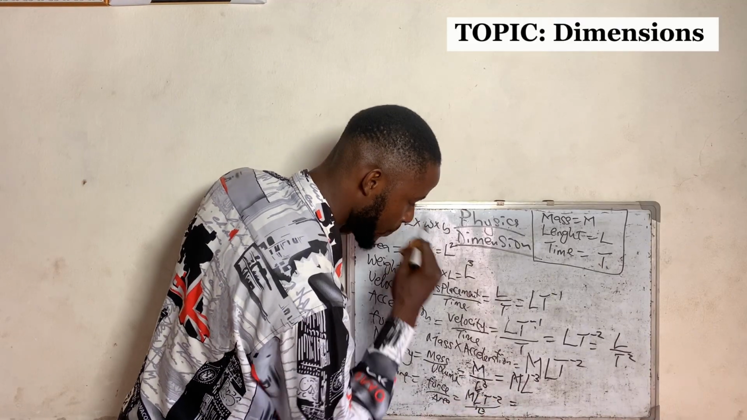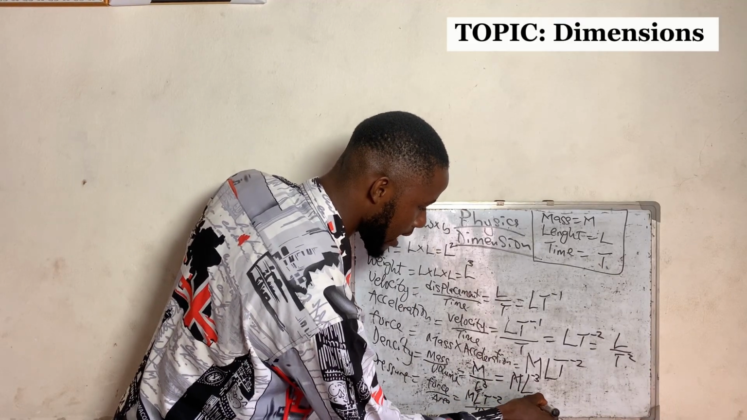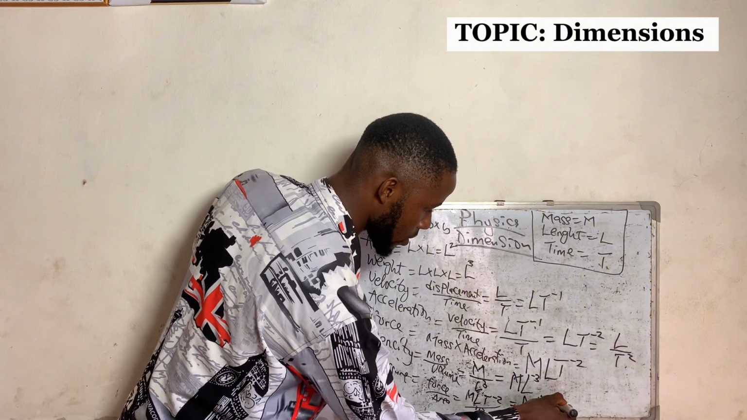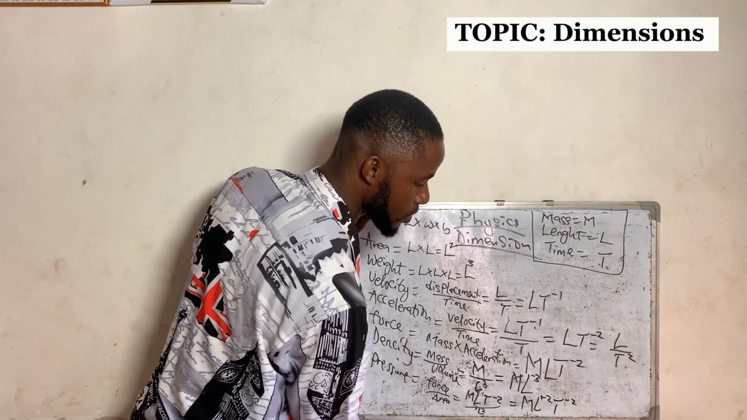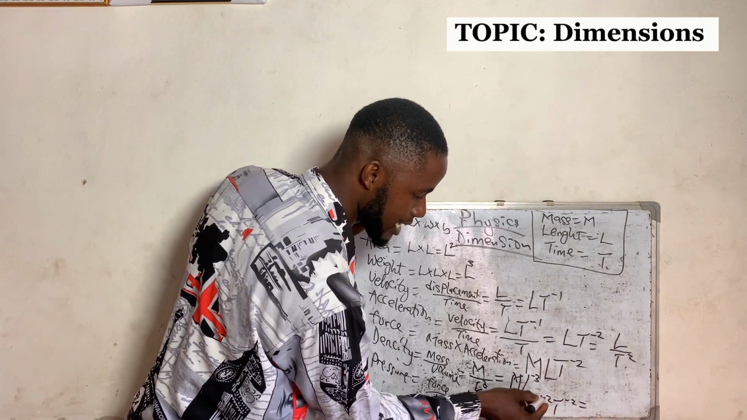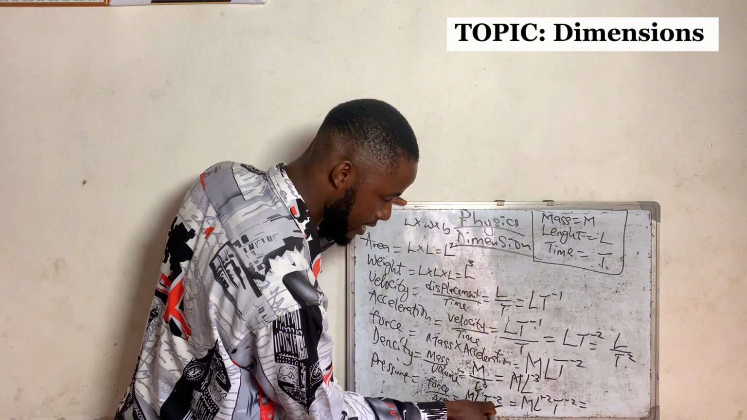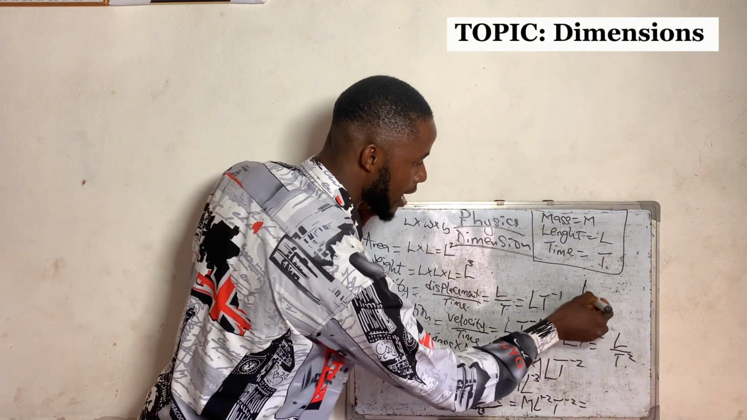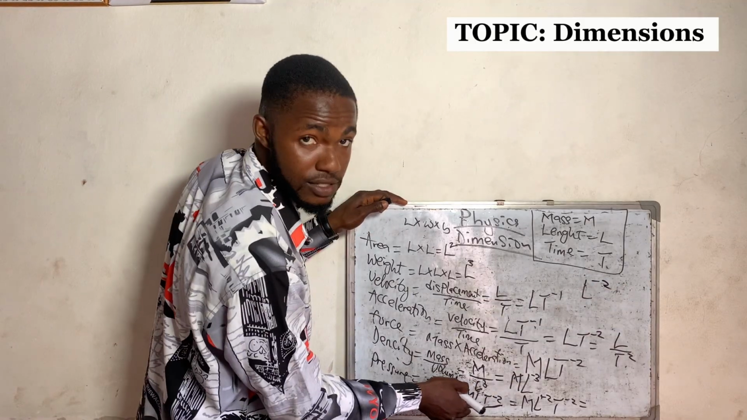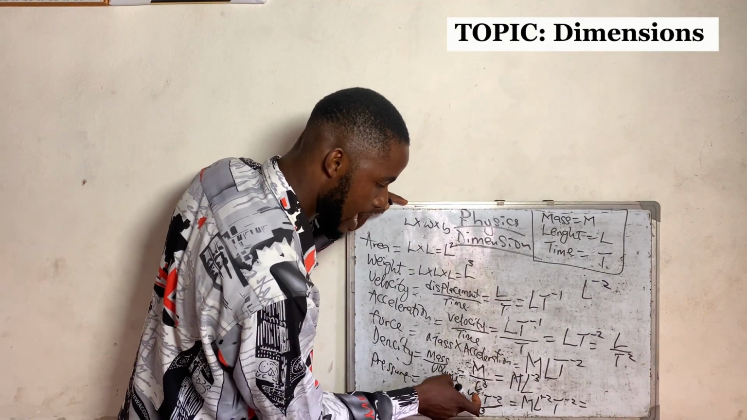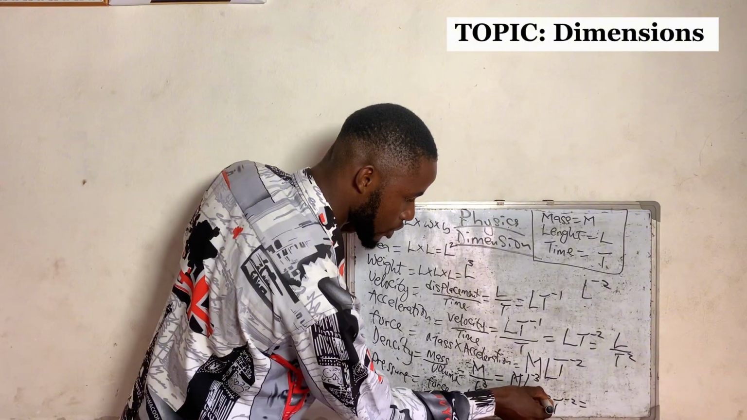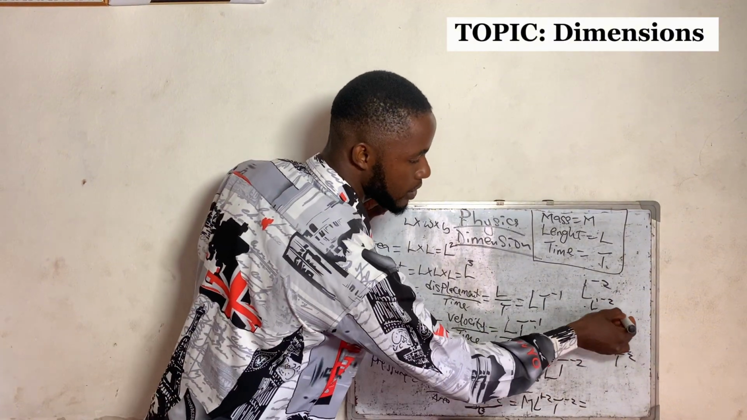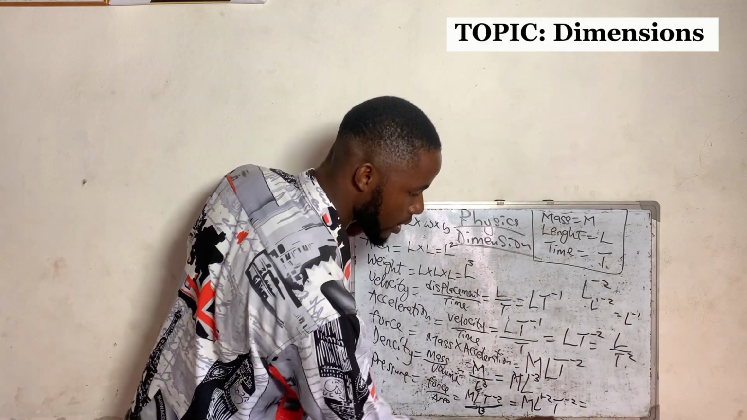So what do we have now? We now have L to the power 1 minus 2 and T raised to power minus 2. This minus is because this L squared is dividing. Are we following? So it will be L minus 1, because it is dividing. M raised to power 1 is the same thing as M. Then 1 minus 2 is the same thing as L minus 1.